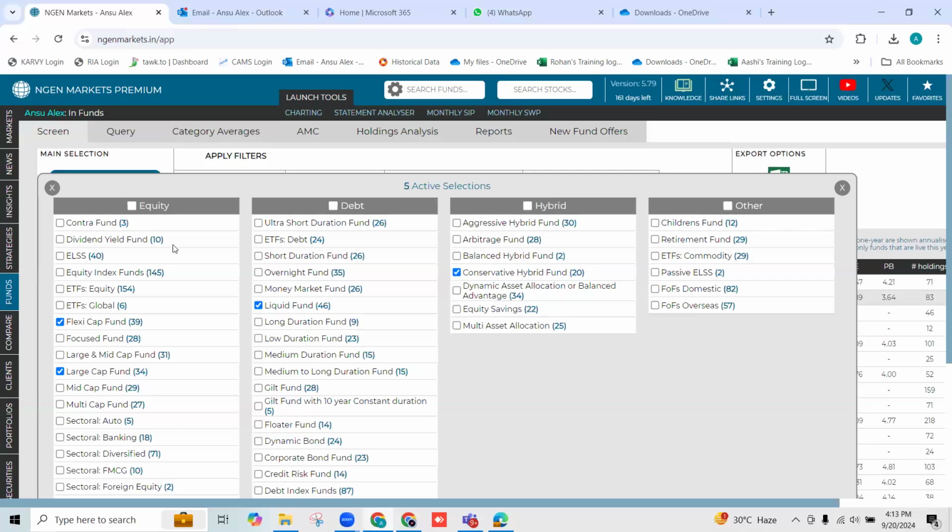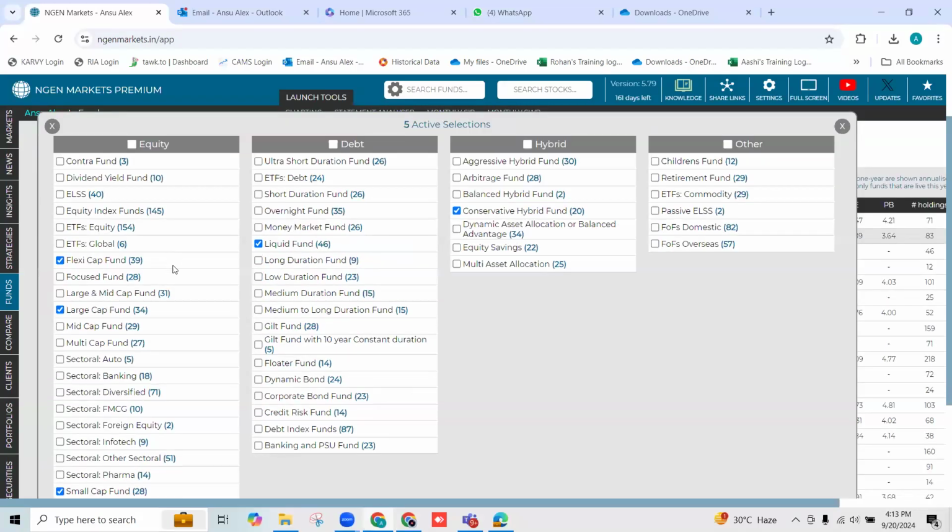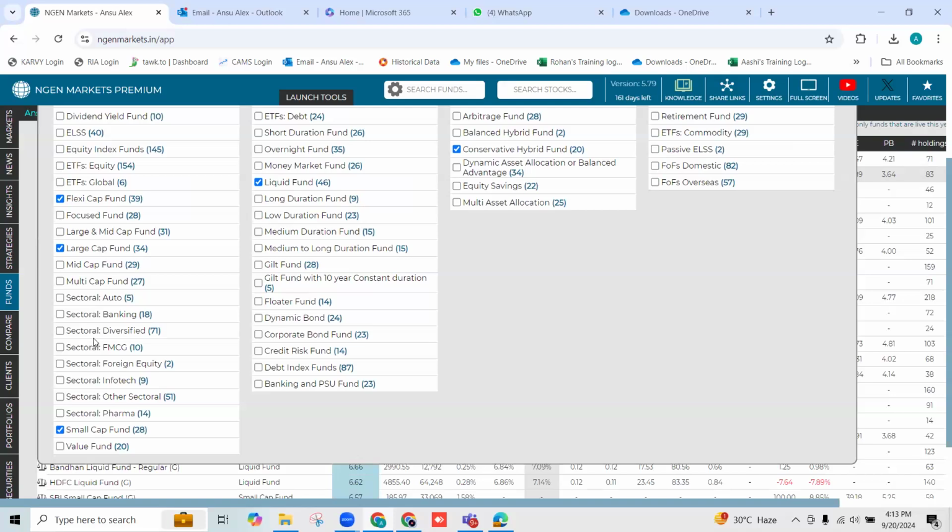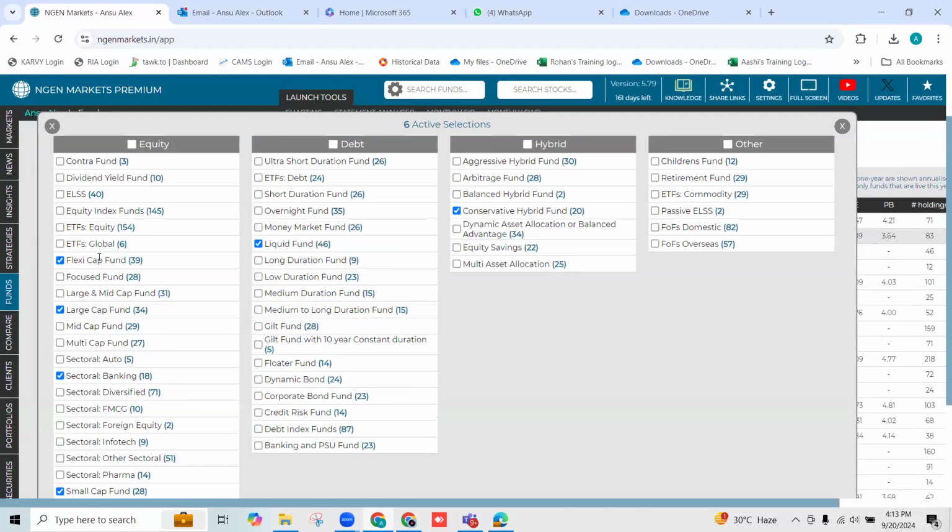So selected the entire category that I am looking upon. Now here, let's say I'll also select one sectoral fund, which is, let's say, banking. So I've selected in total 6 categories at the moment.